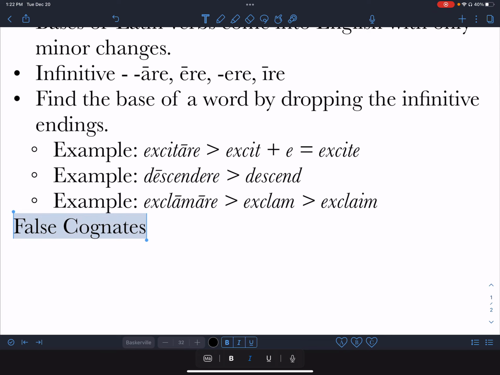The term is false cognates. These are words in another language that look like they could come from a Latin word. So for example, legislate. You might think, oh, that comes from lego legere, right? It's got a similar stem, but it doesn't. It comes from the Latin word for law, which is lex legis. So just be careful when you're talking about derivatives.